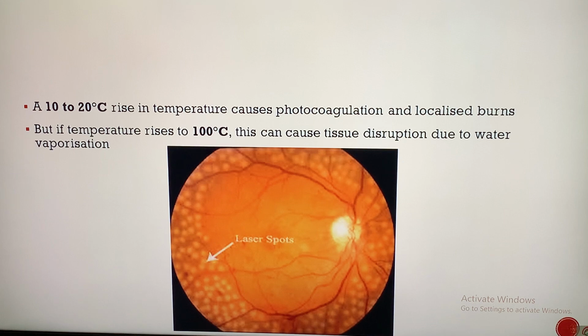An increase of 10 to 20 degrees centigrade rise in temperature is beneficial because it leads to photocoagulation. But if the temperature of the tissue rises to 100 degrees centigrade, this can lead to water vaporization and this will lead to damage of the tissue.